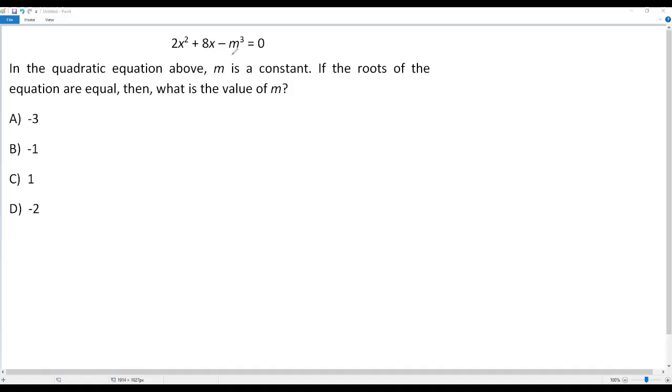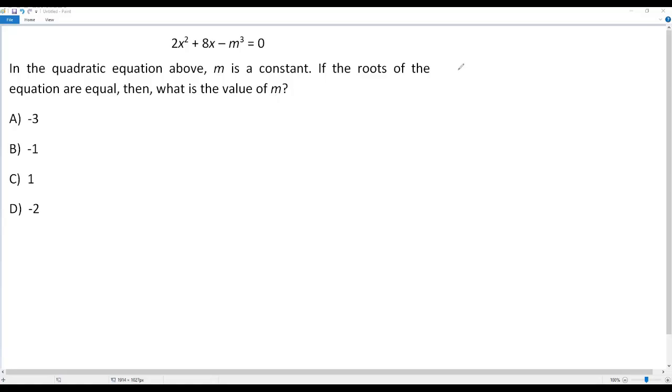The question says m in the given quadratic equation is a constant. Then we have to consider x as a variable. Here the roots of this quadratic equation are the values of the variable x. When I solve any quadratic equation, the maximum number of roots will be 2. And the question says that for this quadratic equation, both the roots are equal. In that case, we have to find the value of m.